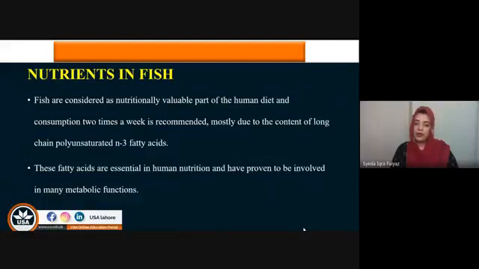So these omegas are very important, and these fatty acids are very important for human health. That is why we need to consume it twice a week. These fatty acids are essential in human nutrition and have proven to be involved in many metabolic functions. So these fatty acids present in the fish take part in the metabolic functions. They also provide nourishment to the heart, to the brain, and to the normal organs of the body. Therefore, they need to be taken in.